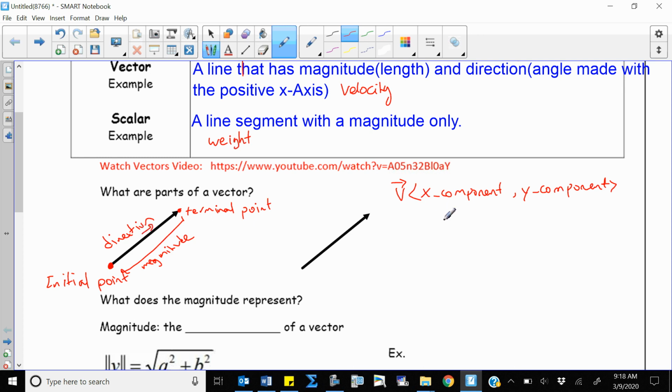We can also write the x and y components in this way. I can say vector v is xi plus yj, where i means the x component and j means the y component. So if I have this vector, the horizontal distance between the initial point and the terminal point is called the x component. And the vertical distance between the initial and the terminal point is called the y component.